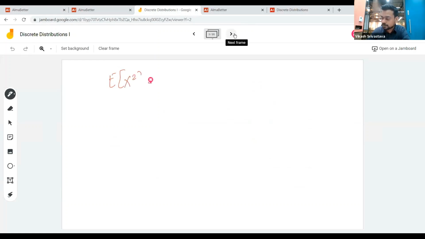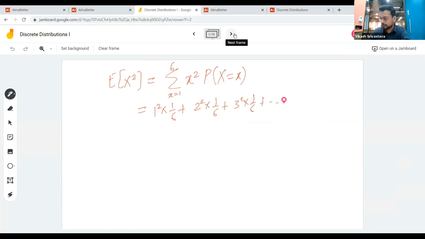You can write X squared, and then you can write the probability of X is equal to X. Because we know that this X can be summated from 1 to 6, we can write 1 squared into 1 by 6, plus 2 squared into 1 by 6, and 3 squared into 1 by 6, plus, and so on.